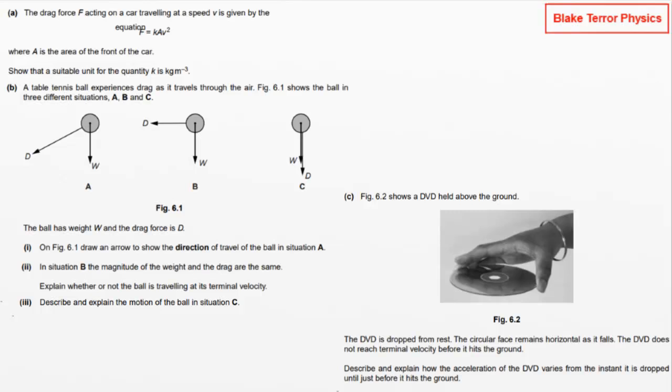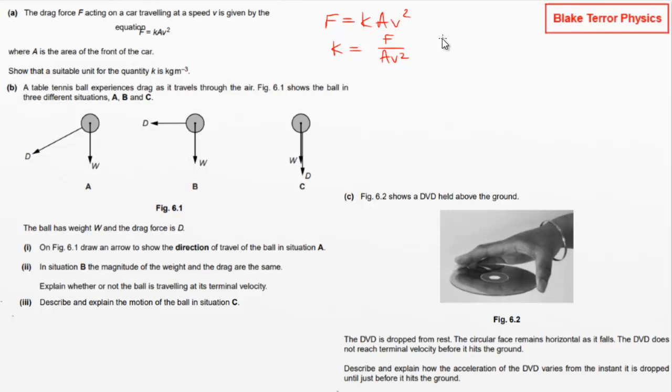We've got a drag force acting on a car traveling at speed v is given by this equation. Let's make that a little bit clearer, so it's a bit hidden under the text there. So K A v squared, where A is the area of the front of the car. Show that a suitable unit for the quantity K is that. Okay, so we want to rearrange things and dump the units in. So K equals F over A v squared. So put in the units on this.